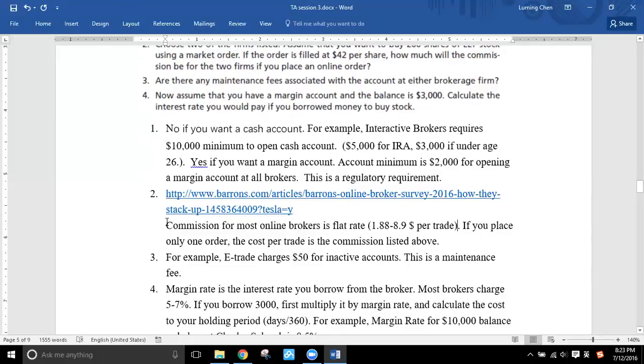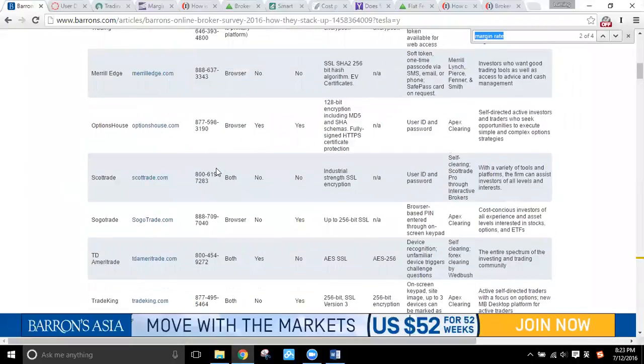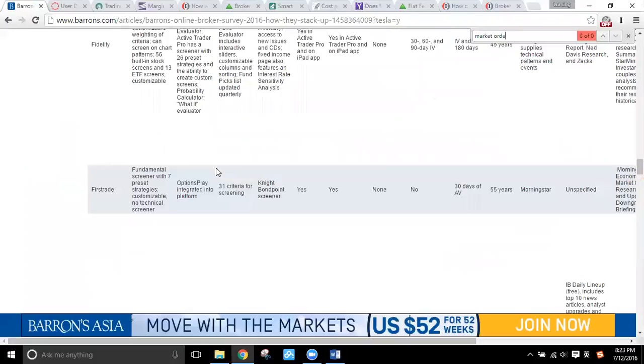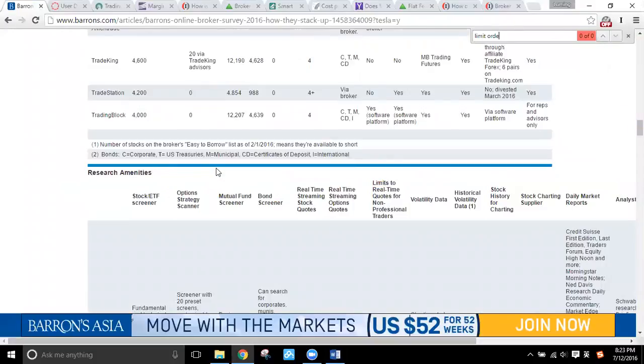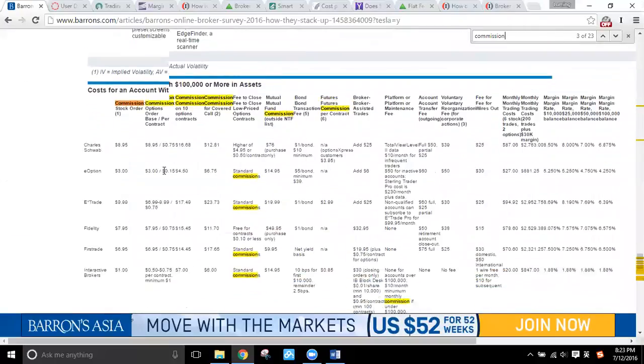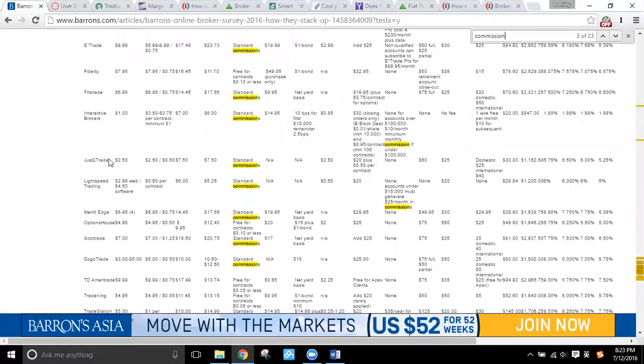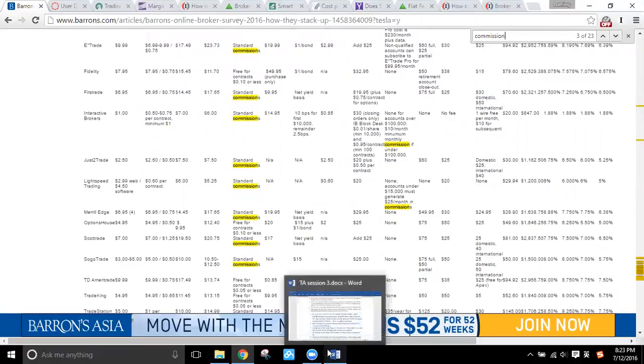If you place only one order, no matter if this is a market order, the cost per trade is the commission listed above. We can see that market order, no. Limit order, no. Commission, yes, commission. We can see that the commission per order for Charles Schwab is 8.95 per order. But for Interactive Brokers, it's only $1 per trade or per order.